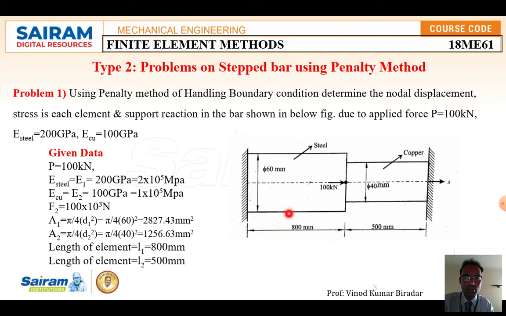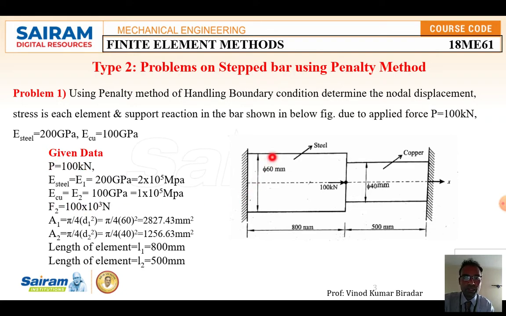Now note down the given data first. There are two elements, so note down the data of the two elements separately. Given data: P equals 100 kilonewton at node number 2. E for steel, the Young's modulus for material 1, is 200 gigapascal, that is 2 into 10 to the power of 5, and you have to convert that into Newton per mm square or megapascal. For the second element, copper, E2 is 100 gigapascal, which is 1 into 10 to the power of 5 megapascal or Newton per mm square, both are the same unit. F2 is given as 100 into 10 to the power of 3, that is the force.